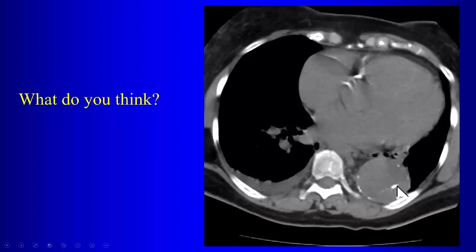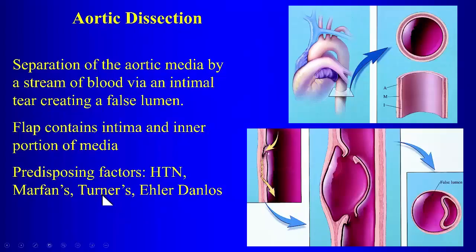So you have a displaced intimal calcification. So a displaced intimal calcification can be a sign of aortic dissection. And this is a case of aortic dissection. So let's talk about dissections. We're kind of familiar with these.